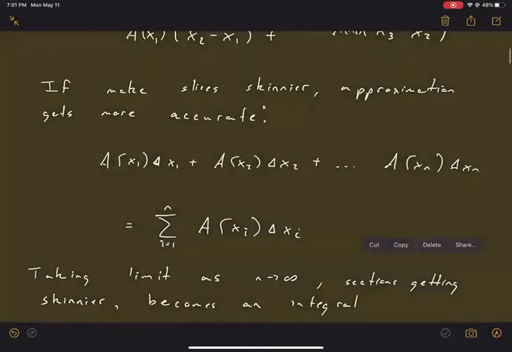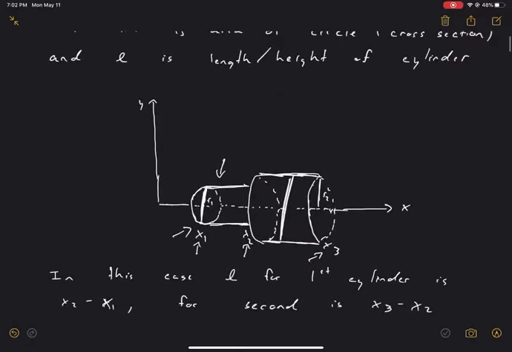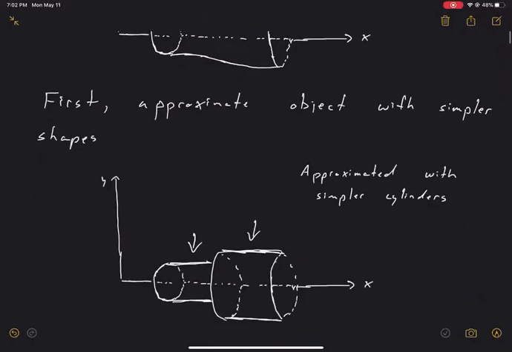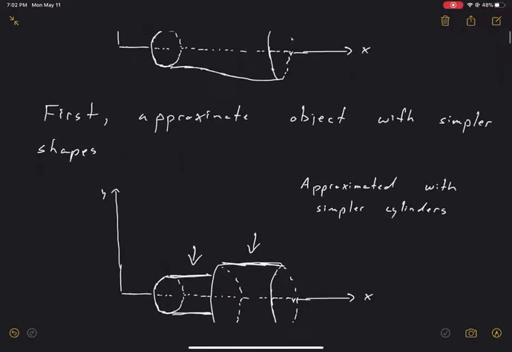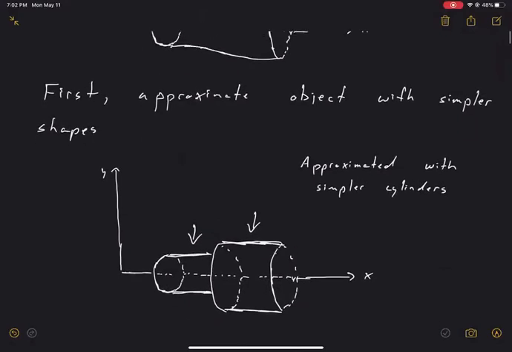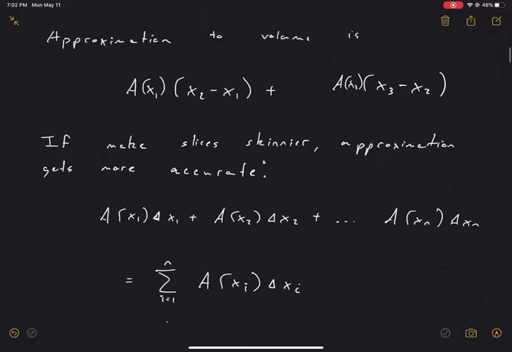We can make our approximation better and better by making more and more slices of our object. Here in this approximation, I broke my original object into two pieces. If I break my object into more and more pieces, I'm going to get a better and better approximation. So let's say I break it into n different cylinders, and I write the volume of each individual cylinder like so.